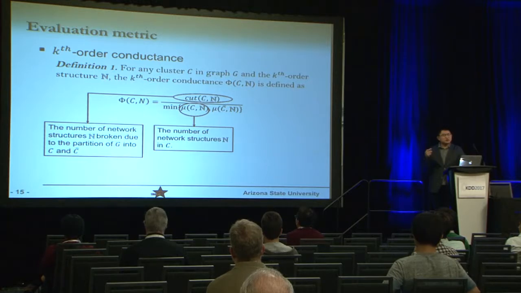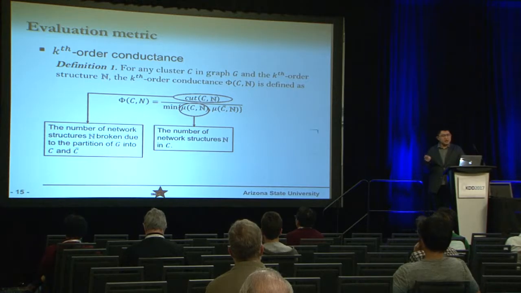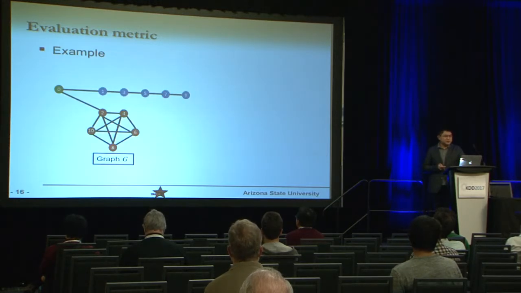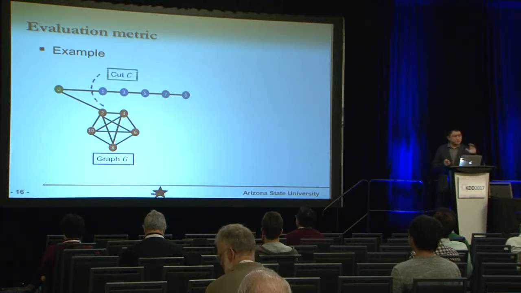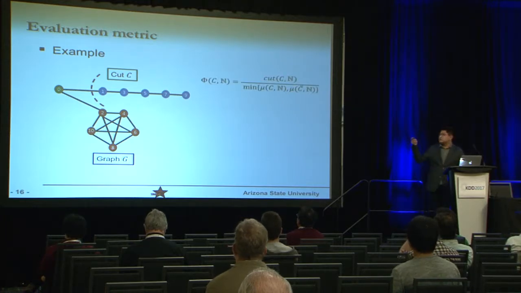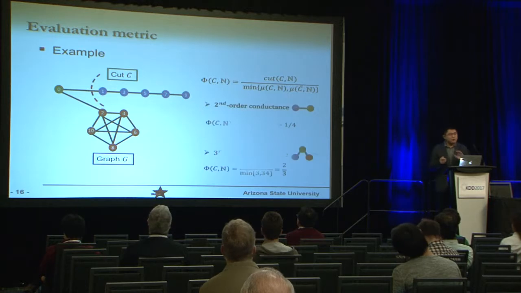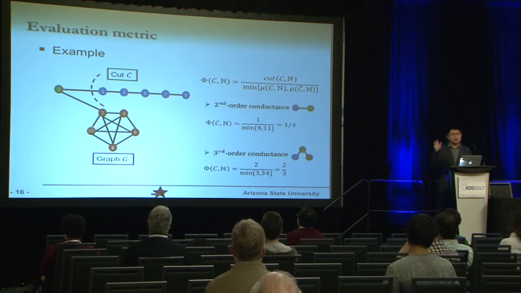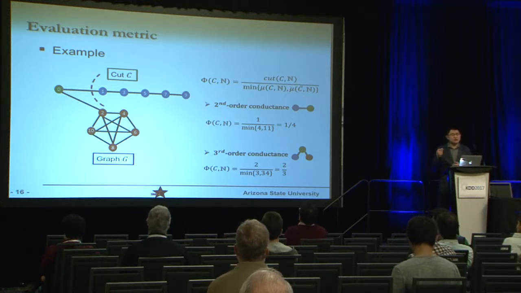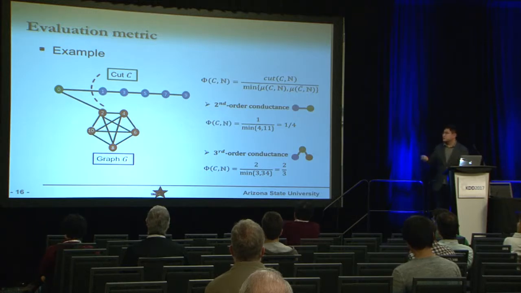And the denominator contains two terms. The first term indicates the number of network structures N in C, and the other term is the number of network structures N in C bar, and we choose the minimum value. So let's take an example. Still the previous graph, and here is the cut, which makes the graph into two parts, C and C bar. When we consider the network structure N to be edges, it's totally the same as the traditional conductance definition. The result is 1 over 4.